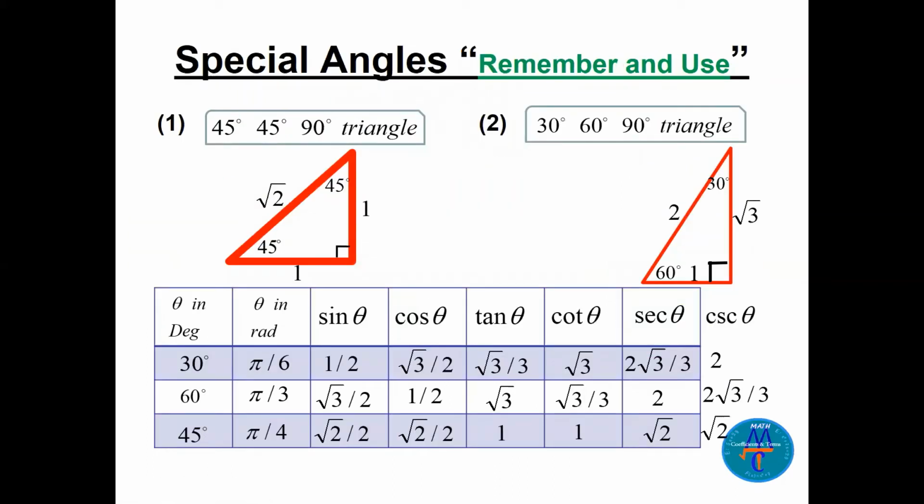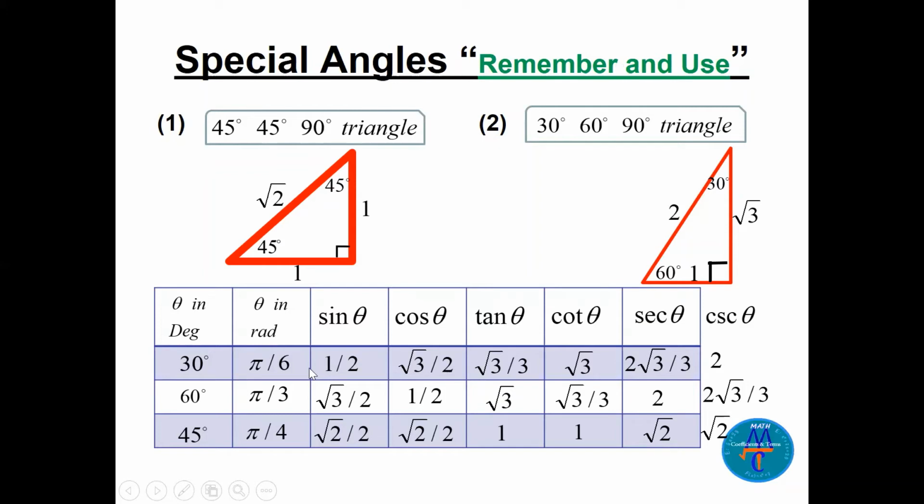Now, here are the special triangles and the special angles. 30, 60, 45. These are the very basic special angles. Now, let's start with this 45. This is 45, this is 45. Suppose this is 1, this will be 1, because this is an isosceles triangle. We will see that later. 45, 45, this side is equal to this side. And if you put x squared plus y squared is equal to r squared, this will be square root of 2. Now, I put here a table.